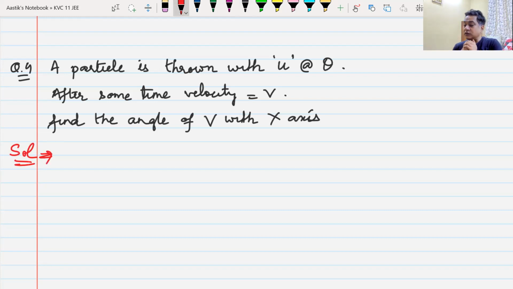A particle is thrown with an initial velocity u and an angle theta. After some time, and the good thing is we don't know that time, the velocity becomes v. Find the angle of v with this x-axis. Remember, the question which has the least amount of information is the simplest question, because you don't have to deal with one or two things. A question which has a lot of data is obviously simple because everything is given, you just need to calculate.